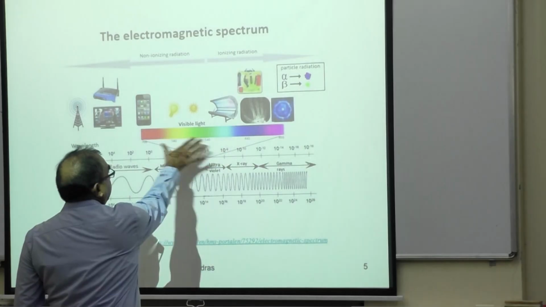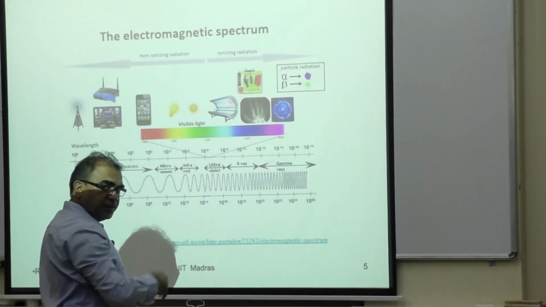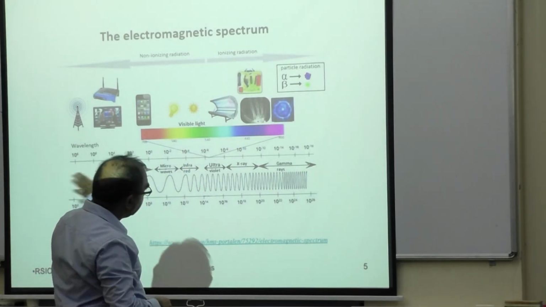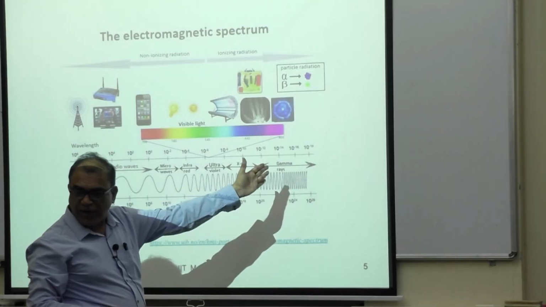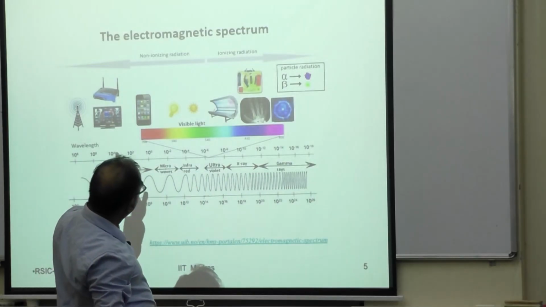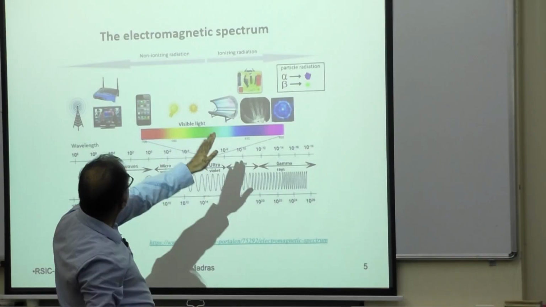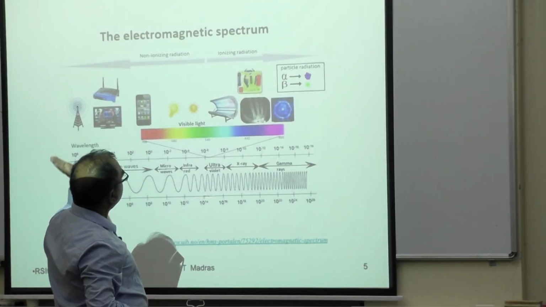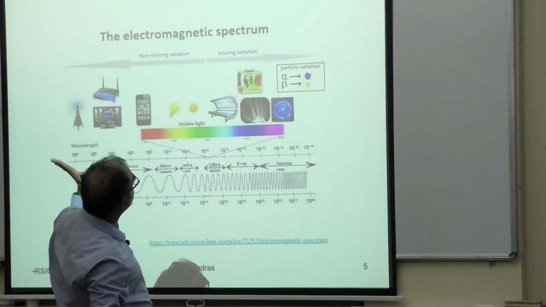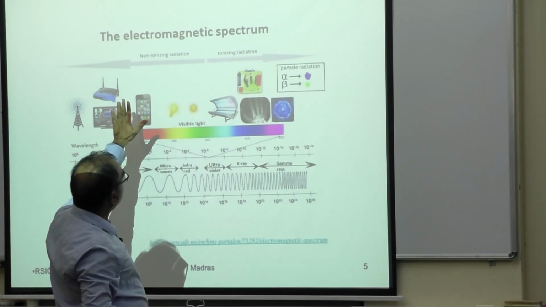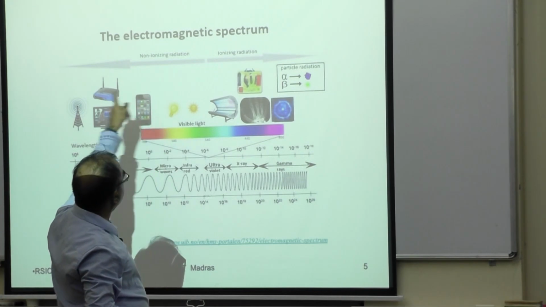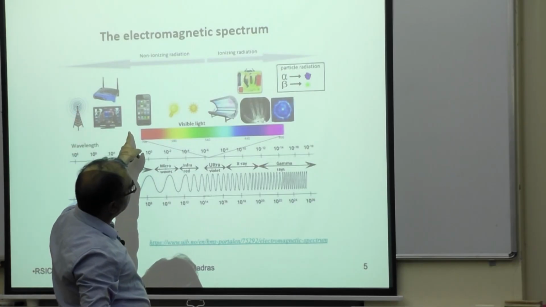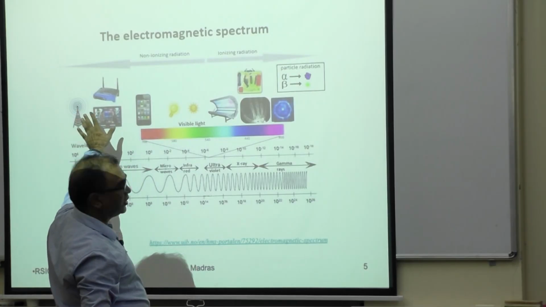But the visible region we know because we can see. There are other regions as well, equally important. There are some ionizing radiations, and some non-ionizing radiations. So if you keep your mobile phone near your pillow at night, it's not going to ionize your brain because it is non-ionizing radiation. That's what is working there, irrespective of who says what.